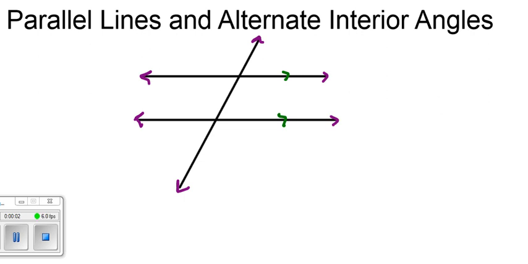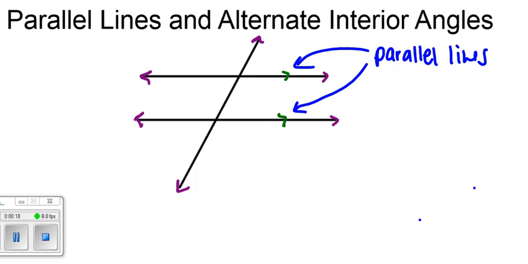Okay, so now we're going to talk about what happens when we have parallel lines and alternate interior angles. So I know I have parallel lines because I have these little arrows right here that tell me my lines are parallel. And in case you were a little bit confused yesterday, the interior is all this space between these lines. This is the interior. Okay.